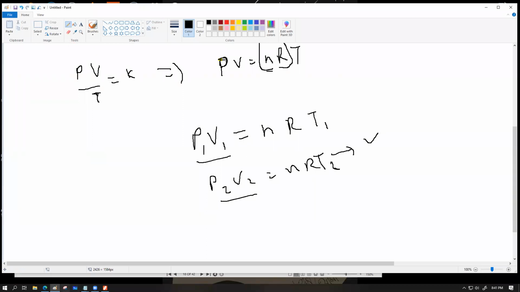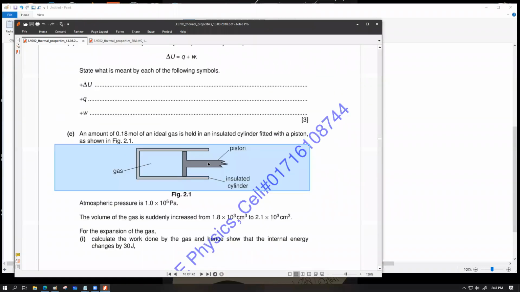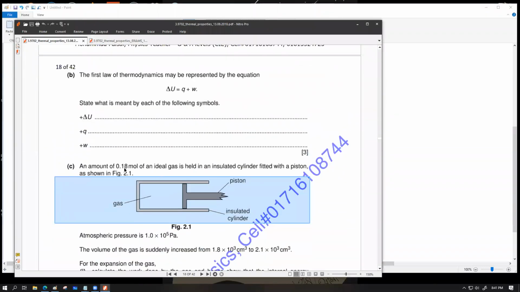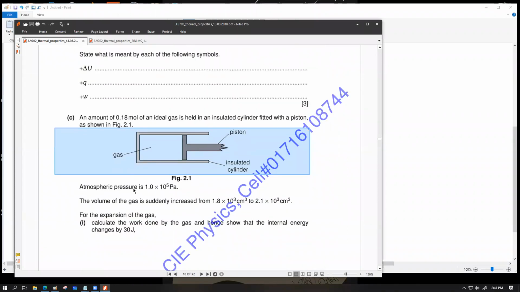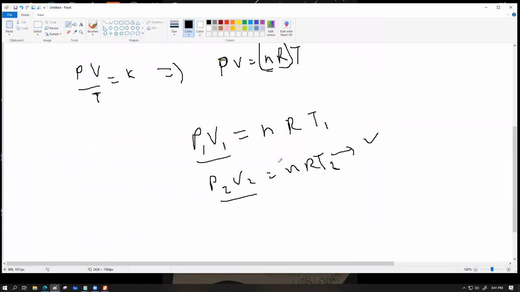T1 value already dawa ase na? What is the T1 value? Initial temperature ki dawa ase? Initial temperature dawa nai. Initial temperature dawa nai boli problem ta hoise. We cannot simply write that delta E equals nR delta theta. This would not be a correct expression over here, because this delta E for the inside of the gas, this is 30 joule thik ase. But this needs to be calculated in terms of the pressure change, also the volume change.